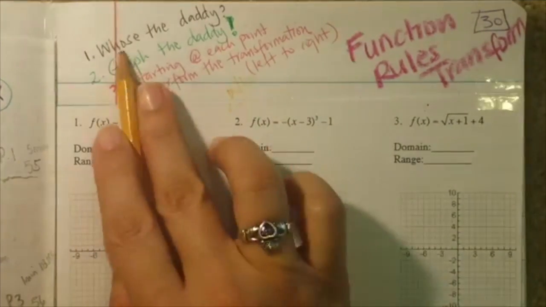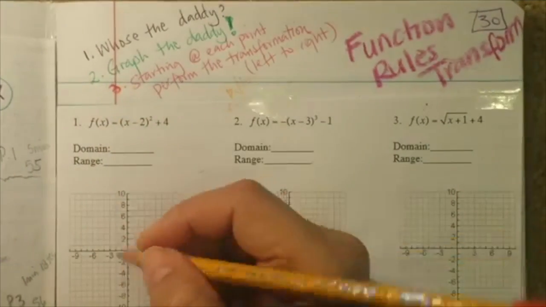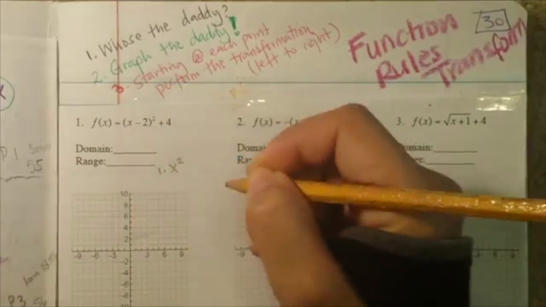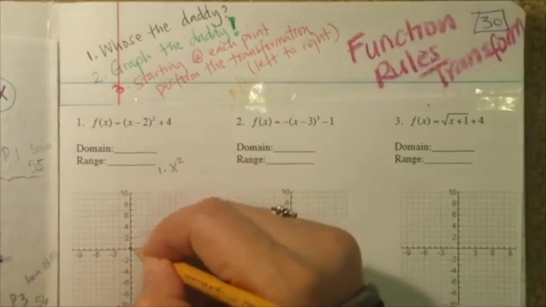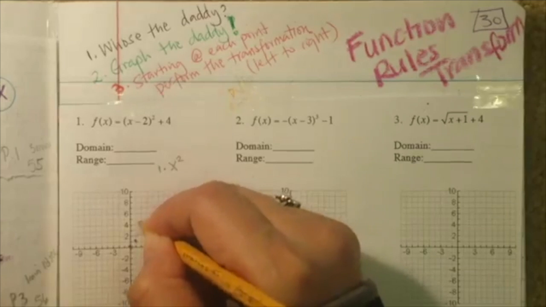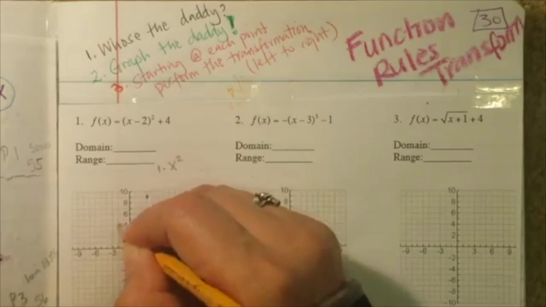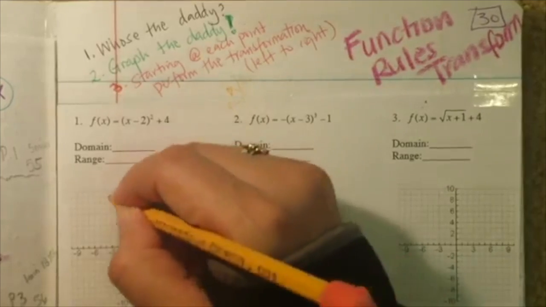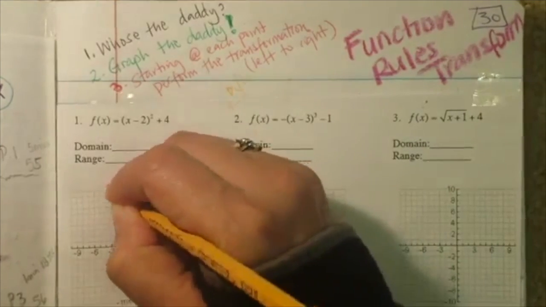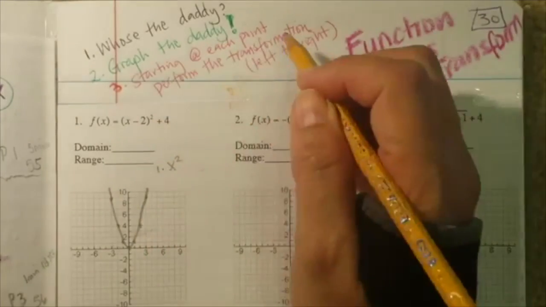So number 1. Graph the daddy. Well, who's the daddy? It's an x squared function. So you've got to graph what that x squared function looks like. It starts at 0, 0, then 1 squared is 1, 2 squared is 4, 3 squared is 9, negative 1 squared is 1, negative 2 squared is 4, negative 3 squared is 9. Just like before, that's why we're going a little bit quicker. Now I've graphed my daddy.